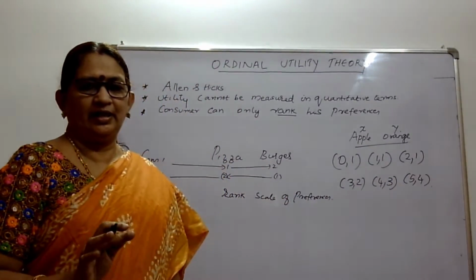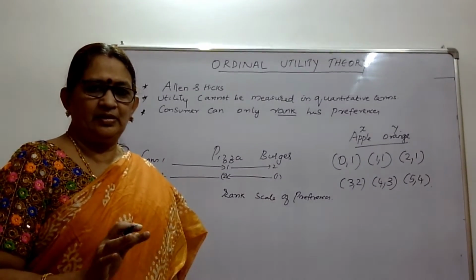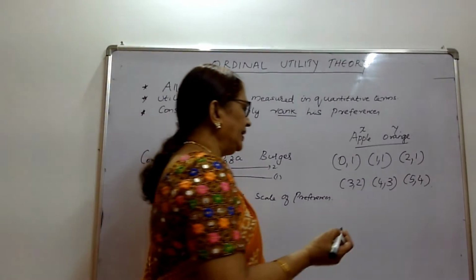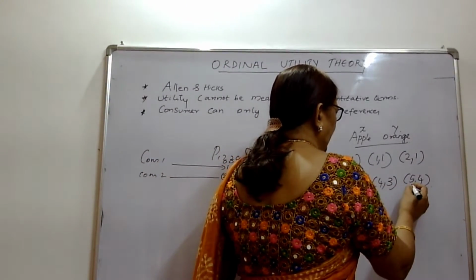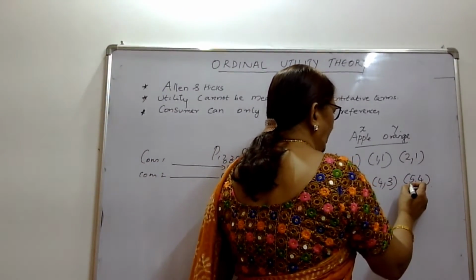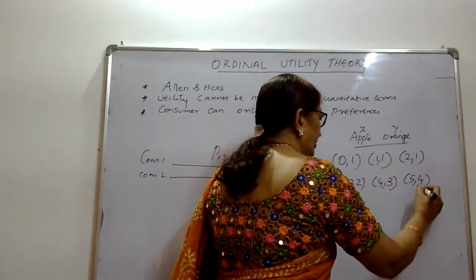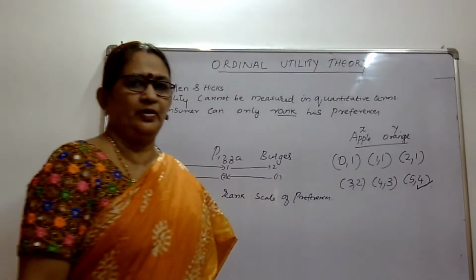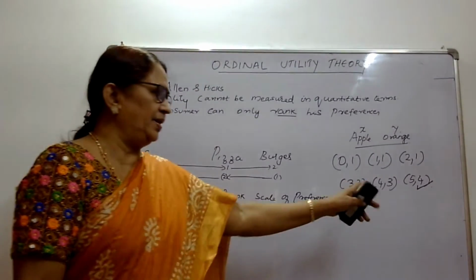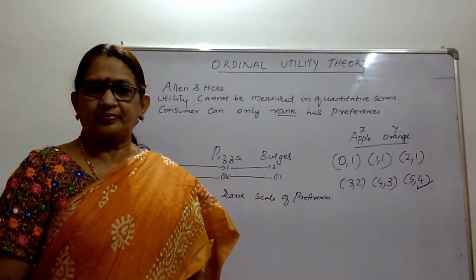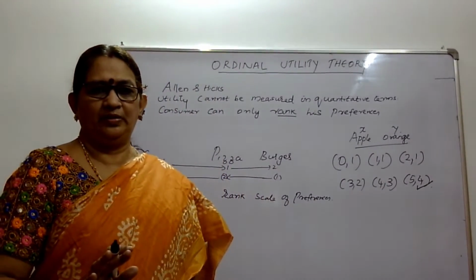Which one will the consumer prefer? How will he rank his preferences? He may rank his preferences. Here, this bundle, 5 units of apple and 4 units of orange. This one, because it contains more of both the commodities. From these bundles, he will prefer 5, 4 because it contains more of both the goods.